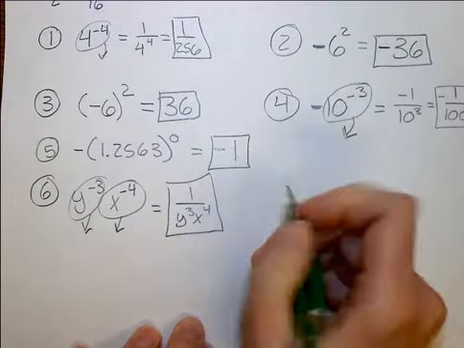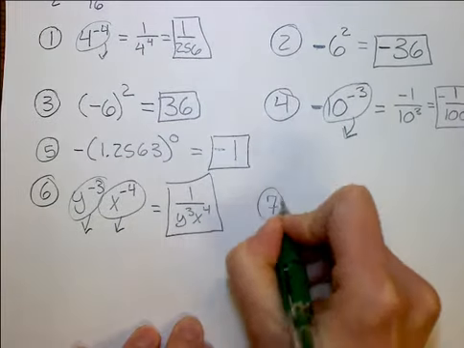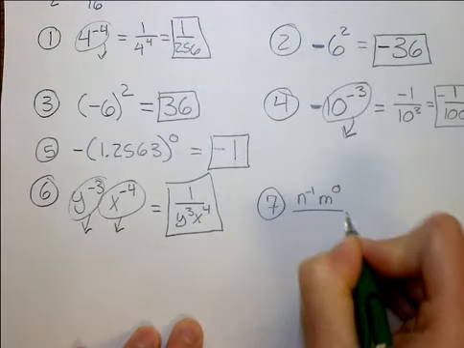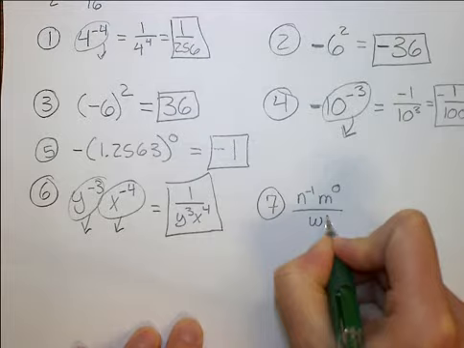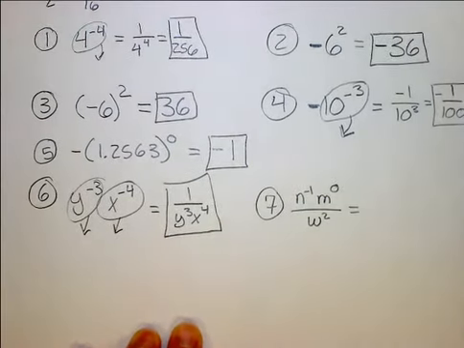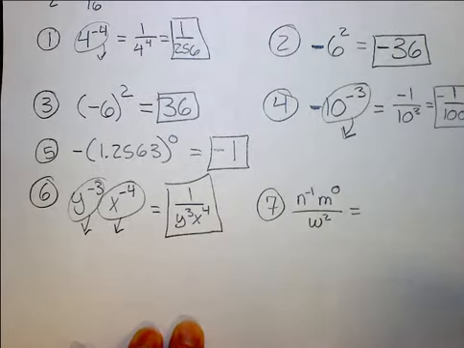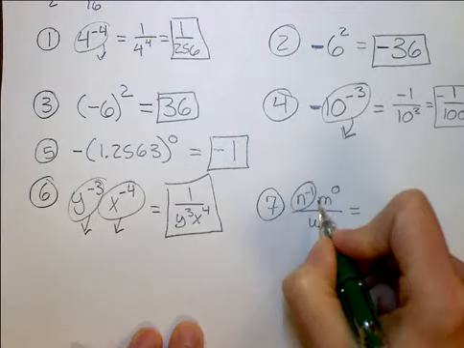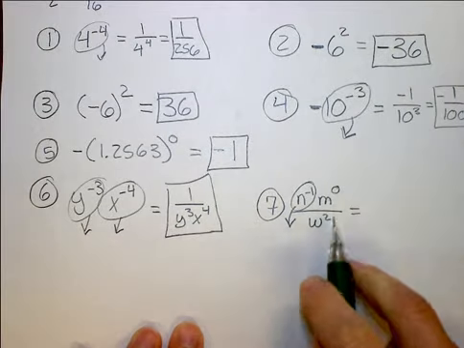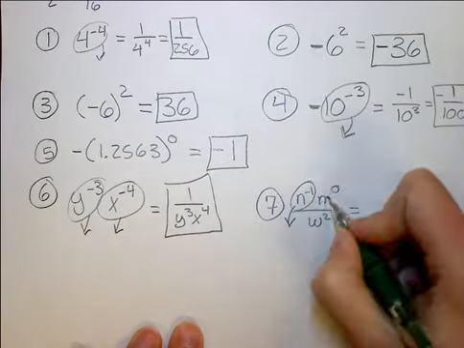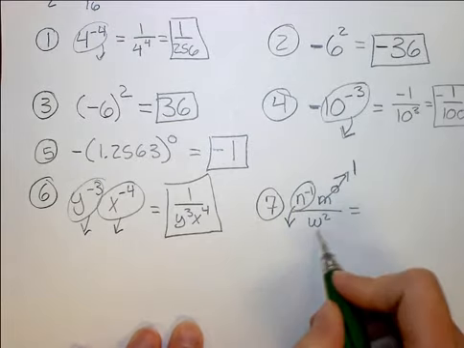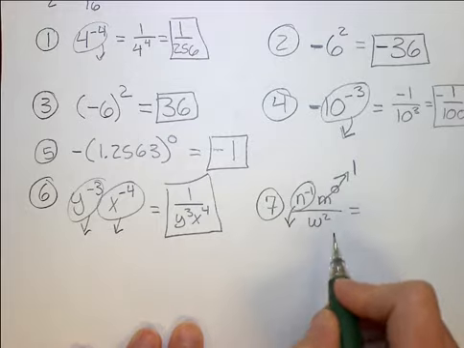Looking at number 7, we have n to the negative 1st power, n to the 0, and over w squared. So when we do this, you look at every single variable separately. So let's just look at the n for a second. Oh, it's a negative exponent, so this is going to be moving down to the denominator. Oh, but n to the 0, that's just going to become 1. And w squared, well, that's a positive exponent, so it stays right where it is.